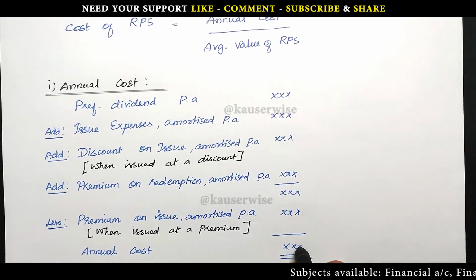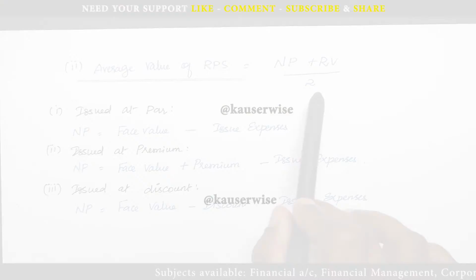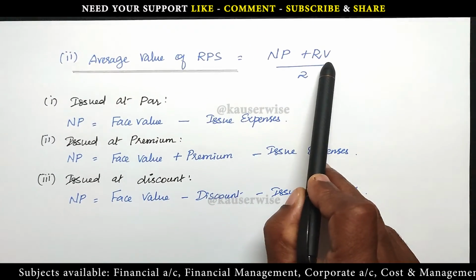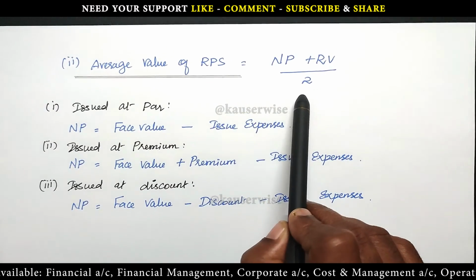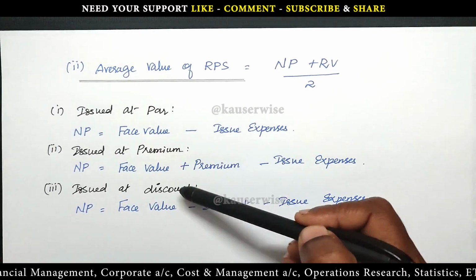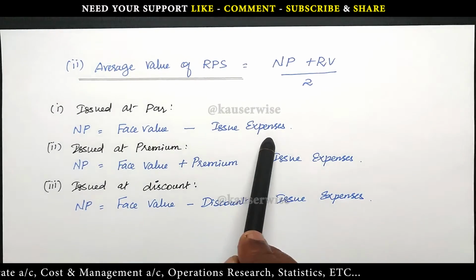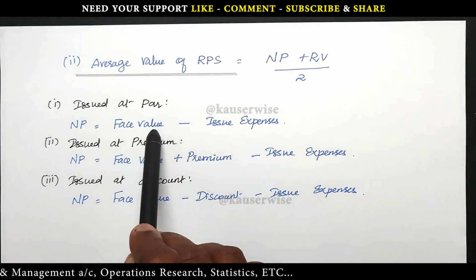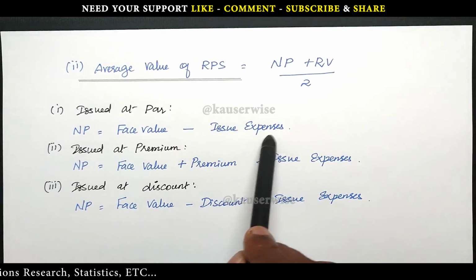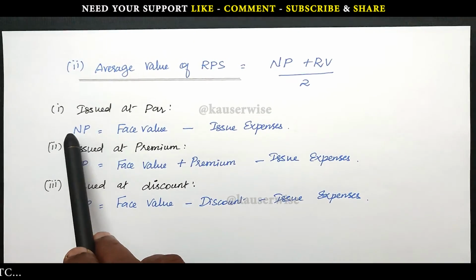Now let's see the second component, that is average value of RPS. The formula is net proceeds plus redemption value divided by 2. So how to calculate net proceeds? There are three different options. If the issue is at par, the formula is face value minus issue expenses if any. The total issue expenses need to be subtracted from the face value in order to find out the net proceeds.